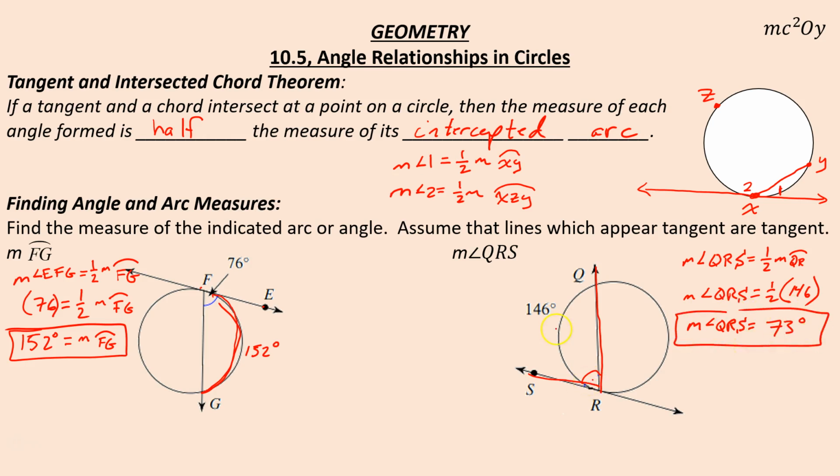Okay, this angle is half of that arc, 73 degrees. Now I went through a bunch of work there. Eventually you're just going to recognize it and put the measure there.